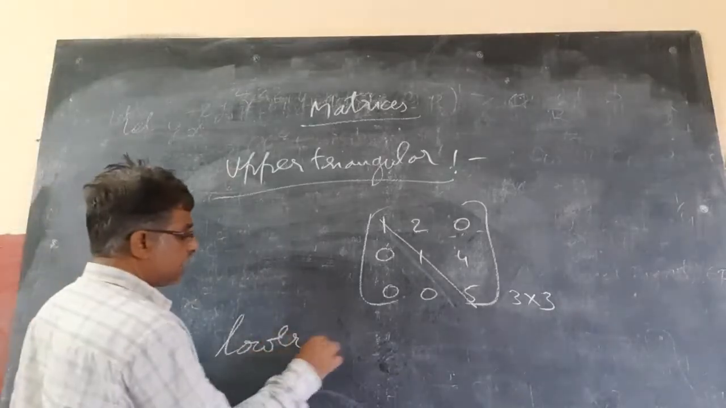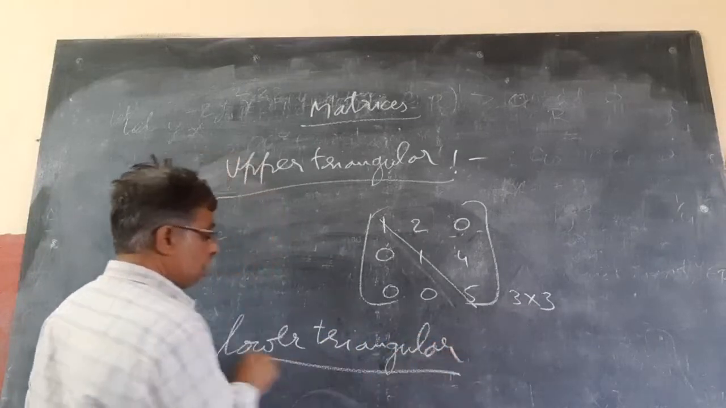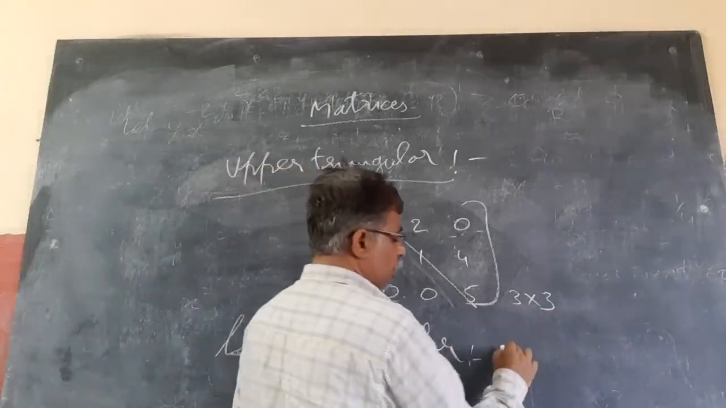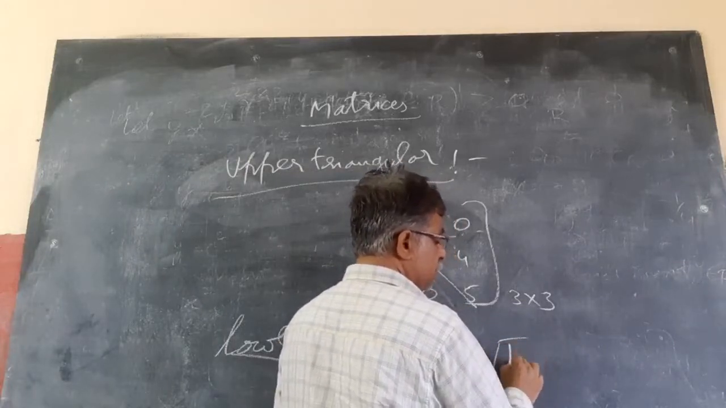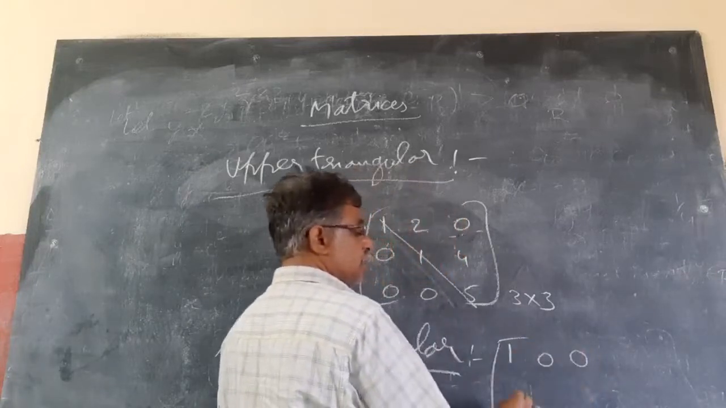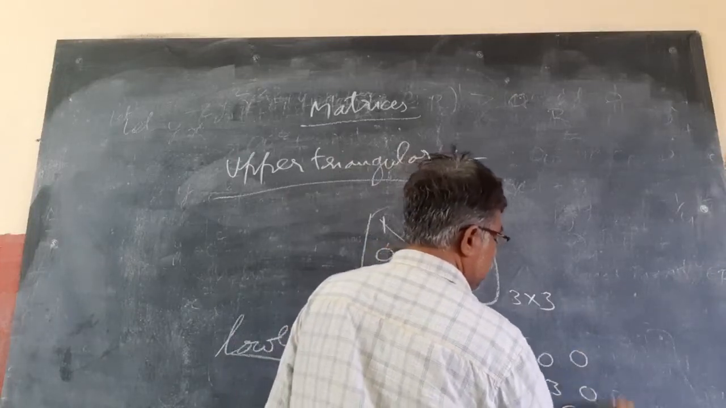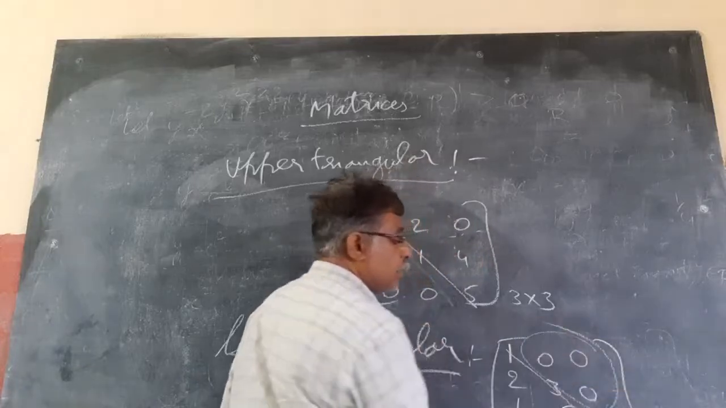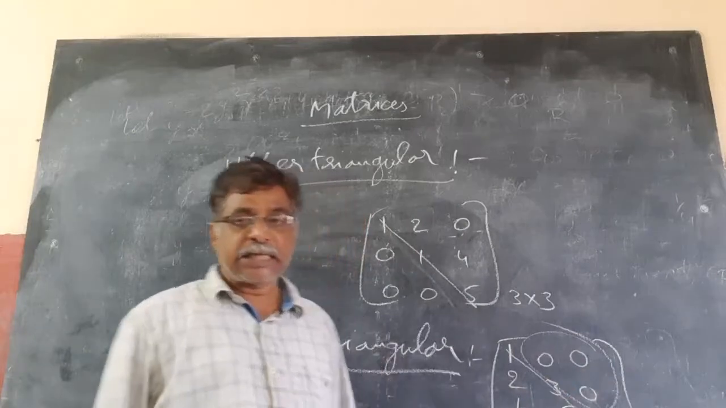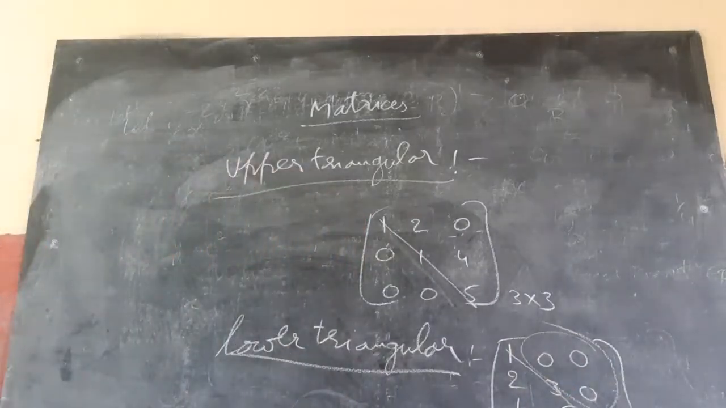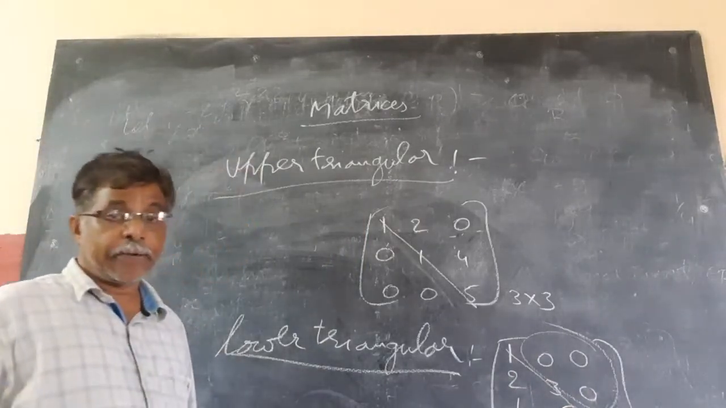Next, lower triangular matrix. In a lower triangular matrix, below the principal diagonal there will be some elements, but above the principal diagonal are always zeros. Above the principal diagonal all zeros. Below it can be anything. Such a type of matrix is called a lower triangular matrix.